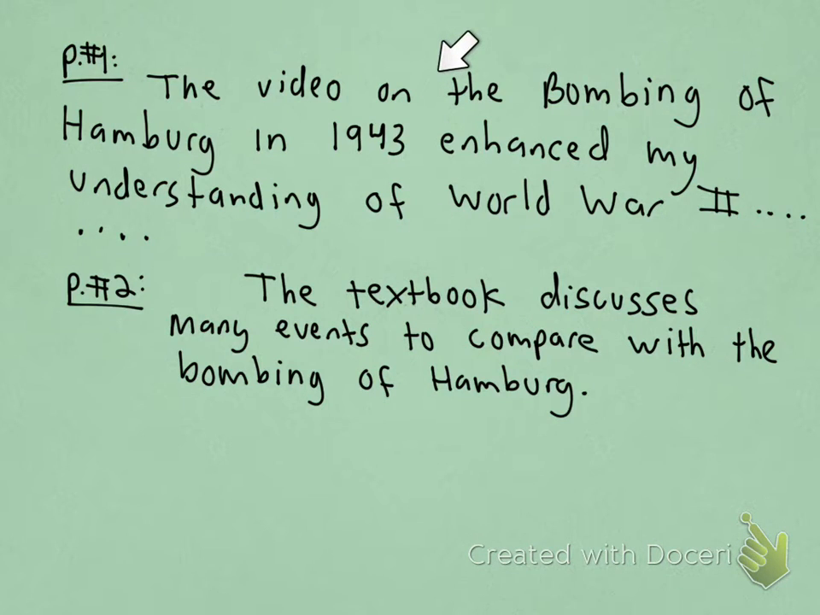I've created rough topic sentences for each paragraph. Remember, the topic sentence for each paragraph should tell the reader exactly what the paragraph is about, or its main point. In this first paragraph, hopefully you can see the topic sentence sets up the entire paragraph: the video on the bombing of Hamburg in 1943 enhanced my understanding of World War II this way, or by showing this. Now you're going to have to get creative and create your own topic sentence for each one of these paragraphs. And in the second one, the textbook discusses many events to compare with the bombing of Hamburg.